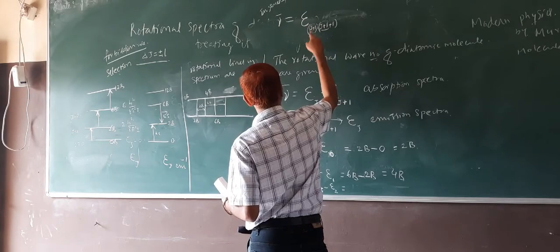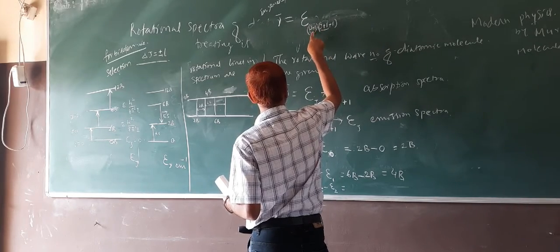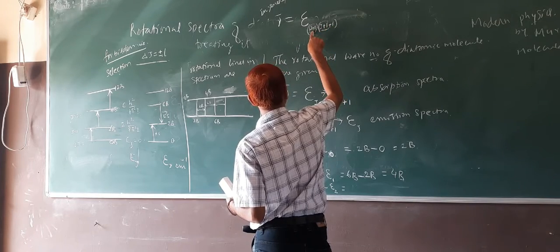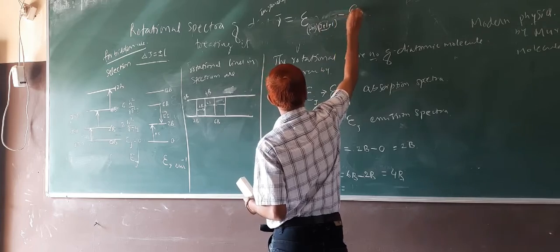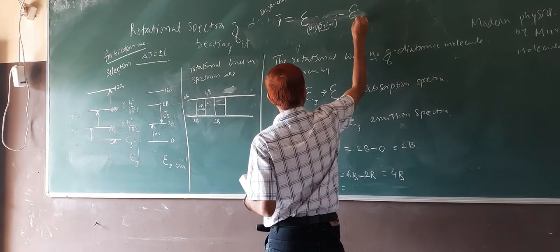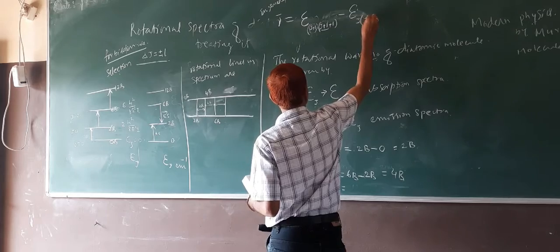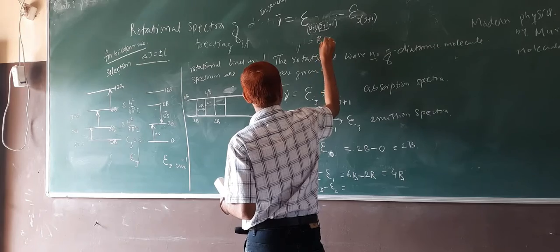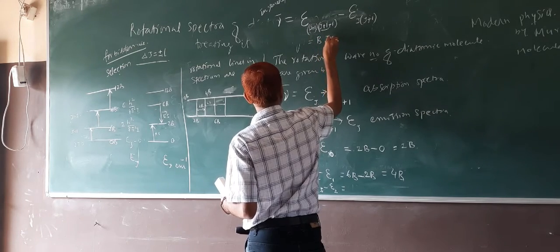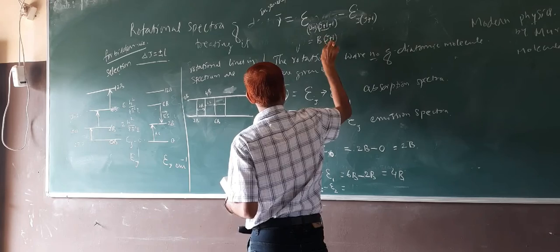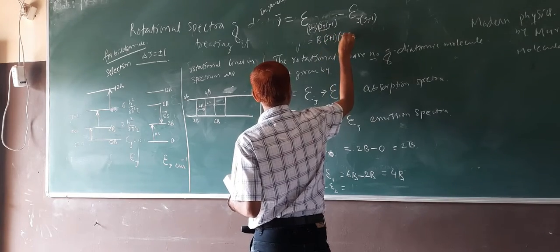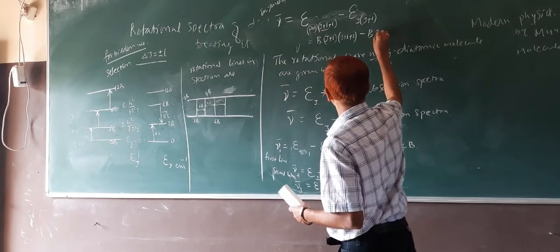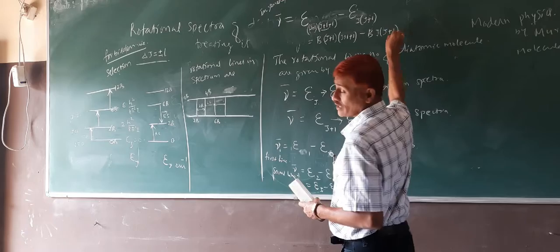One higher state means J plus 1. Here J into J plus 1. If I write for the higher state it is J plus 1, here also J, minus Ez. What is Ez? Ez is J into J plus 1. So this will be B, J plus 1, J plus 1 plus 1, minus B into J into J plus 1.